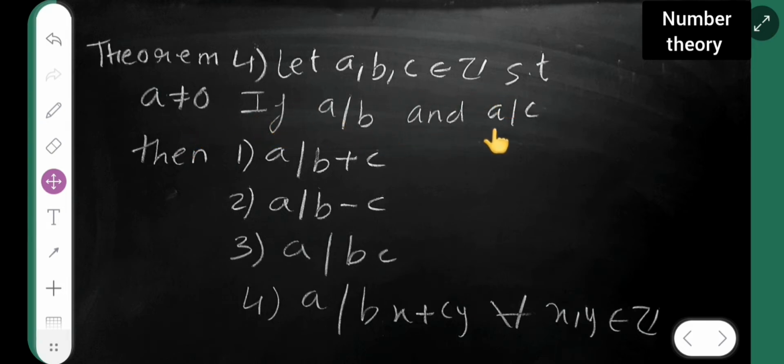If a divides b and a divides c, then first is what? a divides b plus c. Second one is a divides b minus c. Third one is a divides bc, and fourth one is a divides bx plus cy for all x, y belonging to Z. So first I will be proving this one, okay.